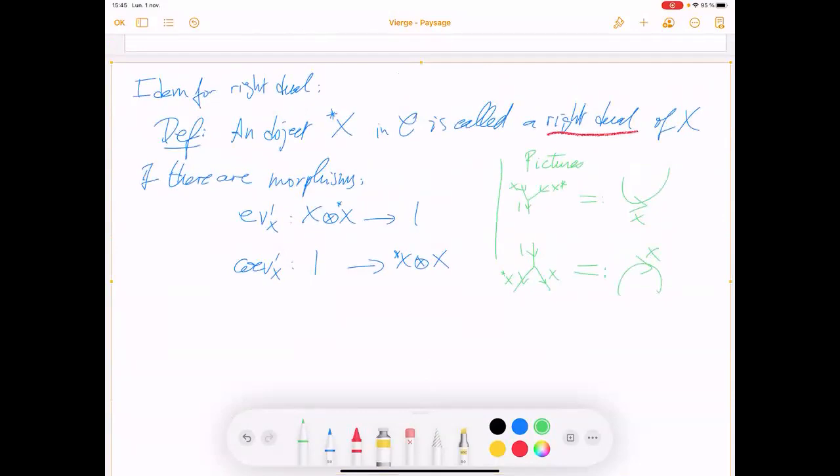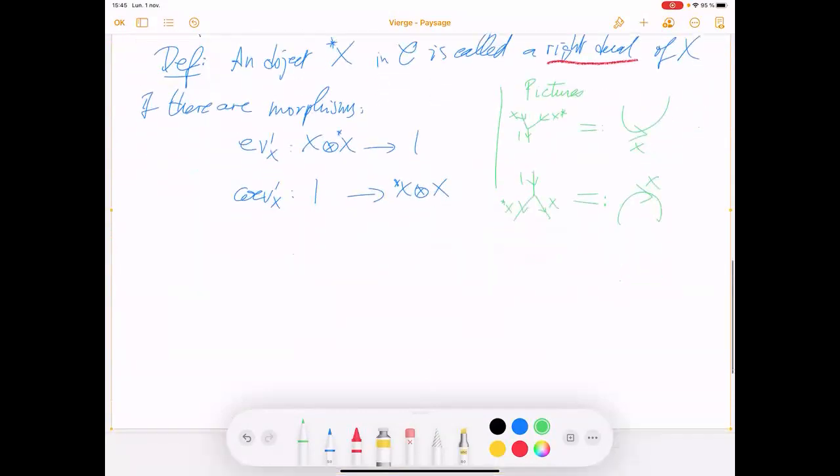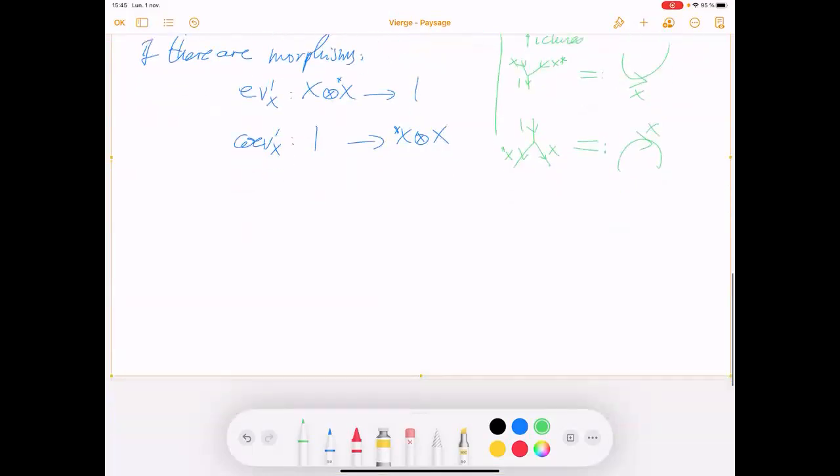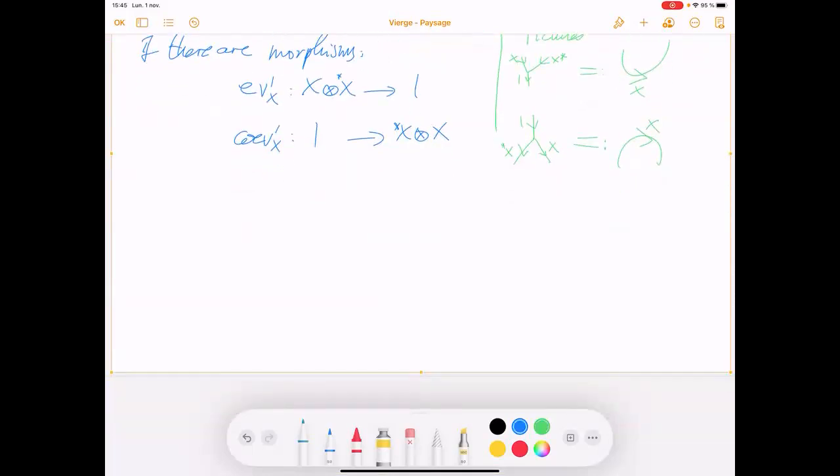So these pictures are just notation. As I said, these pictures are not in the book, but I think this is good for intuition. And again, you have the same axiom: the analogous two compositions should be identity.